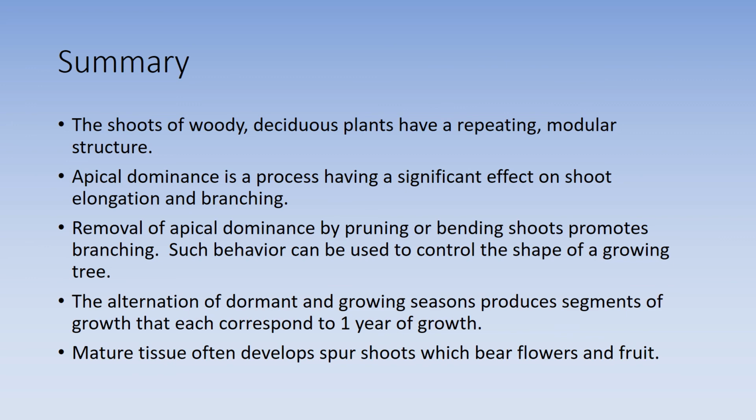Summary. The shoots of woody deciduous plants have a repeating modular structure. Apical dominance is a process having a significant effect on shoot elongation and branching. Removal of apical dominance by pruning or bending shoots promotes branching. Such behavior can be used to control the shape of a growing tree. The alternation of dormant and growing seasons produces segments of growth that each correspond to 1 year of growth. Mature tissue often develops spur shoots which bear flowers and fruit.